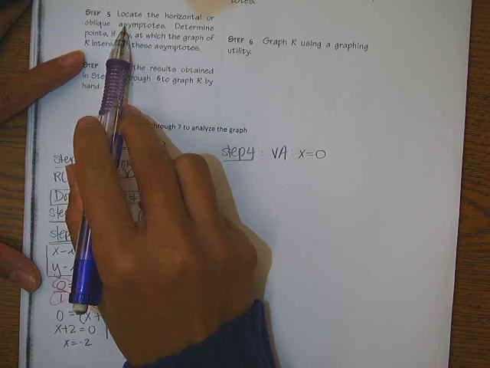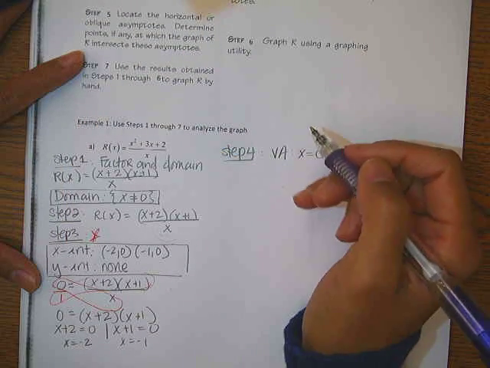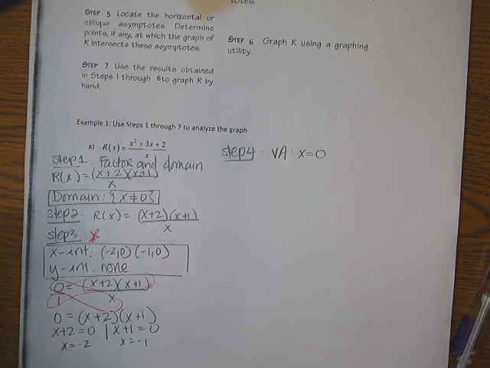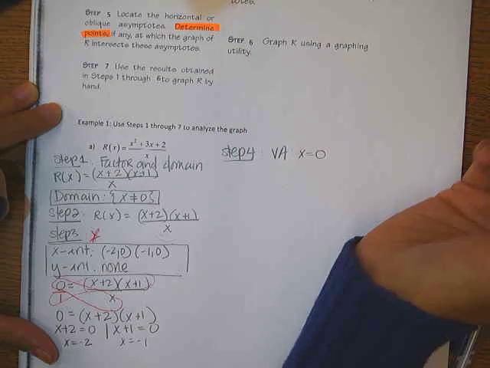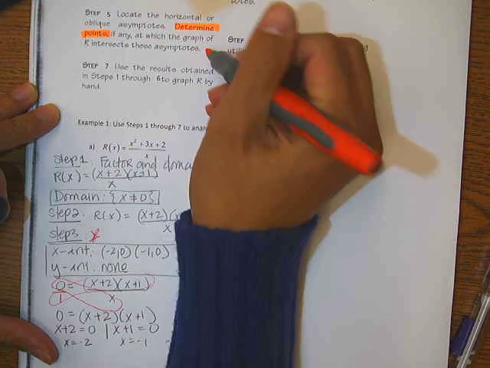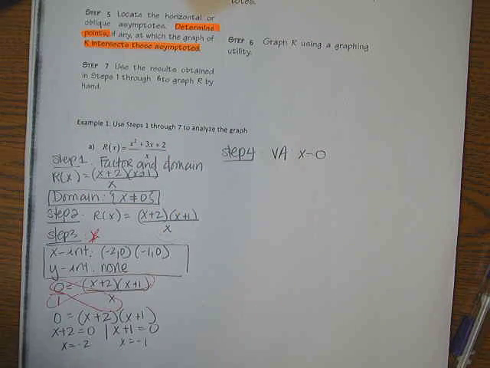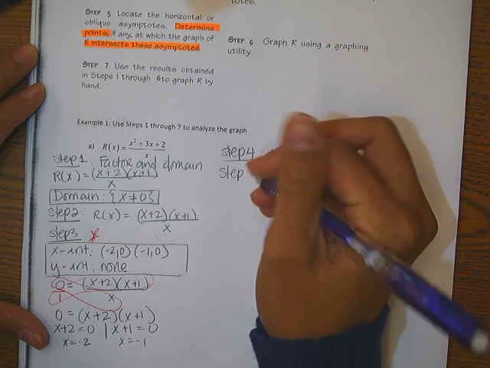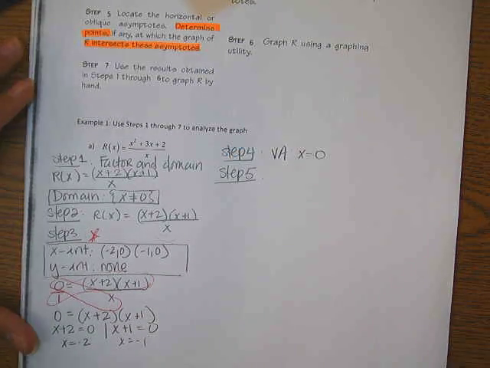Step number 5, locate the horizontal or oblique asymptote. Okay, we need to determine that first. Then, this is the new piece that I need you guys to be very aware of. Determine points, if any, at which the graph of R intersects these asymptotes. Okay, so let's determine whether we have an HA or OA. So this is step 5.